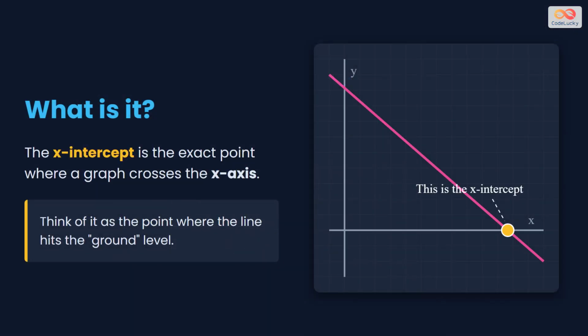So, what is an x-intercept? Simply put, it is the precise point where a graph crosses the x-axis. You can think of the x-axis as the ground level of a graph. The moment your line hits that ground, that intersection point is your x-intercept.